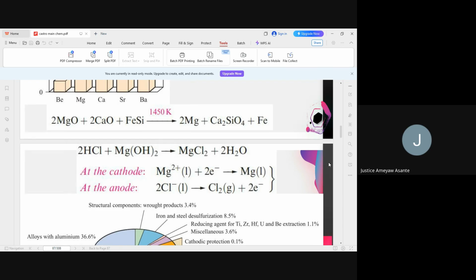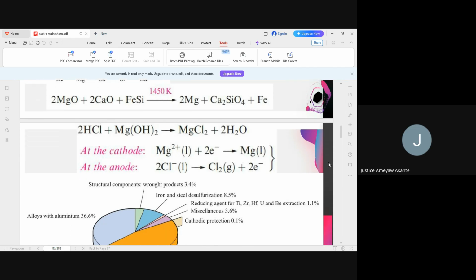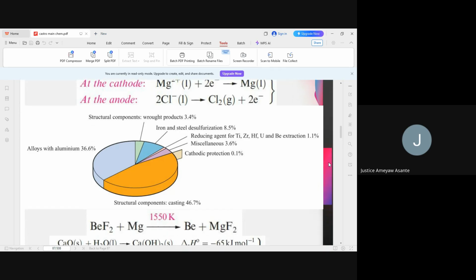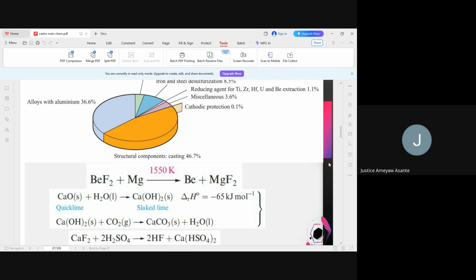But one other way of getting magnesium is also reacting HCl with magnesium oxide to get magnesium chloride. Then use the method of electrolysis to separate magnesium from the chloride. And these are their percentage composition in the earth crust.